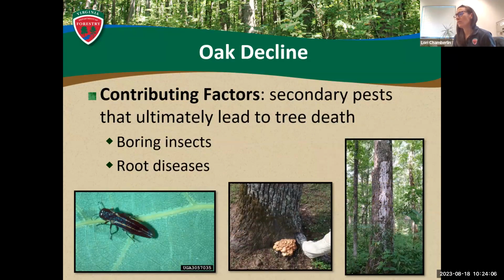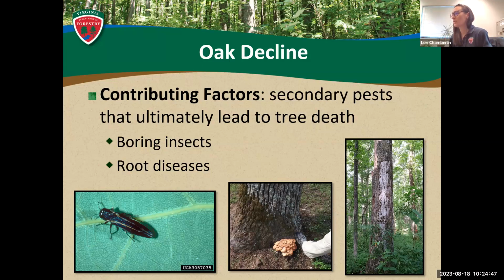So all of those other factors that we talked about, the predisposing and the inciting factors, have now really weakened these oak trees and made them much more susceptible to these contributing factors, which are secondary pests and pathogens that ultimately lead to tree death. We have a lot of contributing factors in Virginia, and it's really easy when we go out to look at dying oak trees to find a lot of these secondary pests and pathogens. But they rarely are the things that actually killed the tree. There were a lot of things that weakened the tree up to this point, which enabled these contributing factors to come in and ultimately lead to tree death.